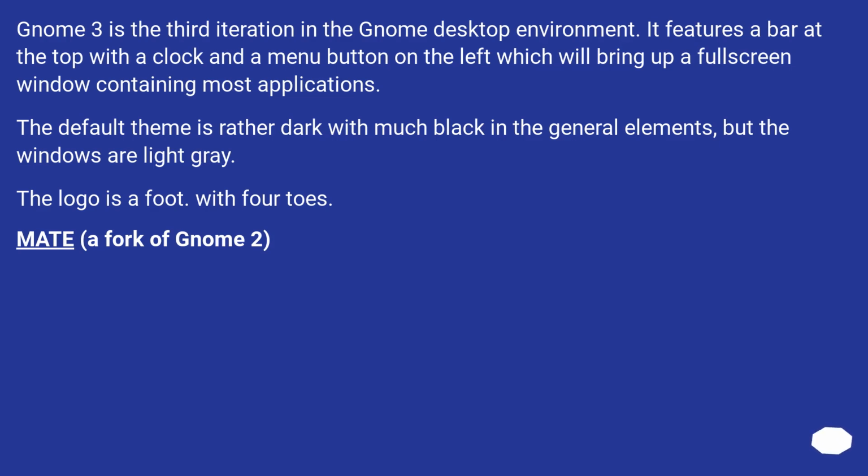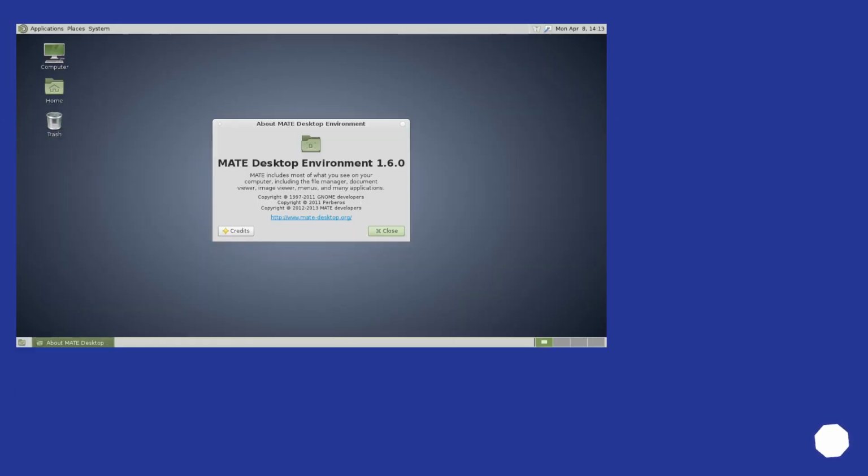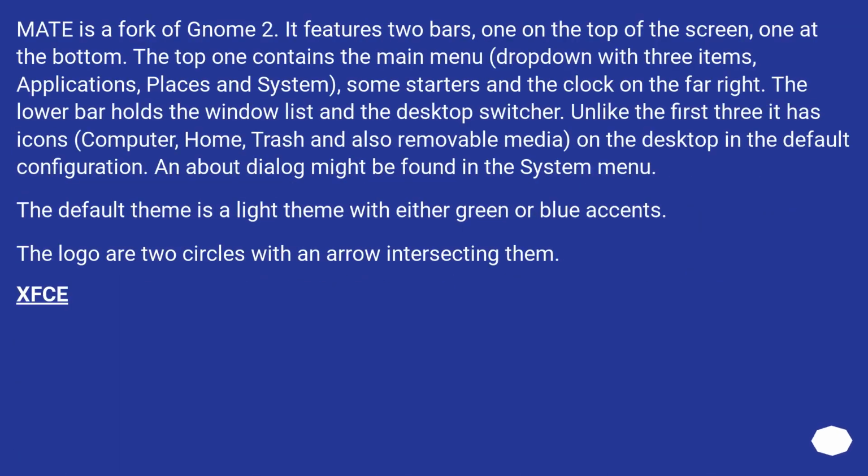Mate, a fork of Gnome 2. Mate is a fork of Gnome 2. It features 2 bars, one on the top of the screen, one at the bottom. The top one contains the main menu, drop-down with 3 items, applications, places and system, some starters and the clock on the far right. The lower bar holds the window list and the desktop switcher.